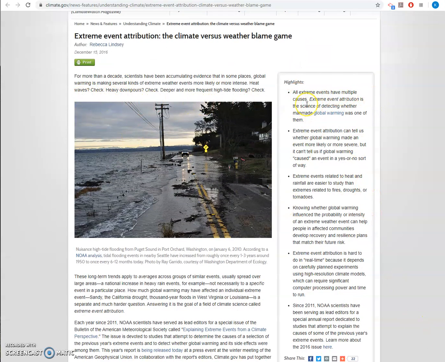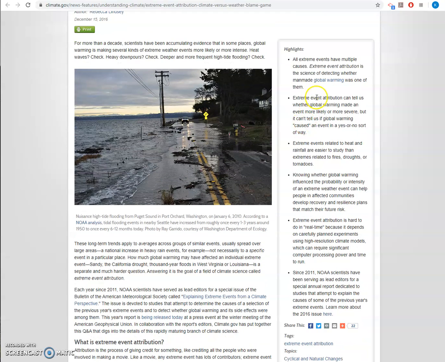All extreme events have multiple causes. Not every extreme event is just because people cause the world to get warmer, but people causing the world to get warmer is one of those things, right? Extreme events can be attributed, so we can figure out whether global warming made an event more likely or more severe, but it can't tell us if global warming caused an event. We can't say, did Hurricane Irene happen because of global warming? We can't say yes or no. But global warming or global climate change could have increased the opportunity for that to happen, right?